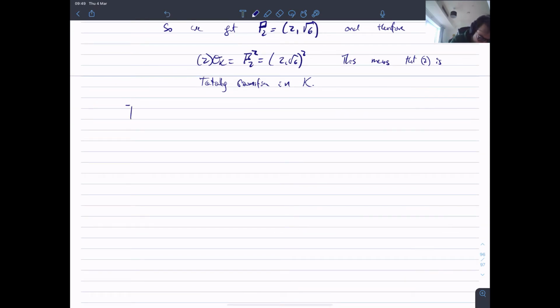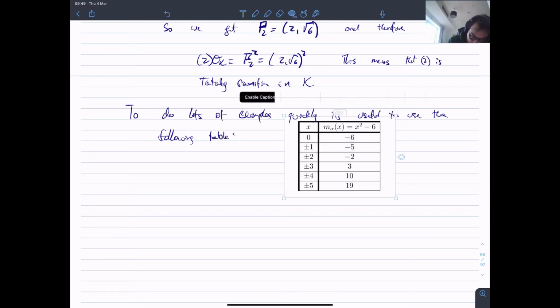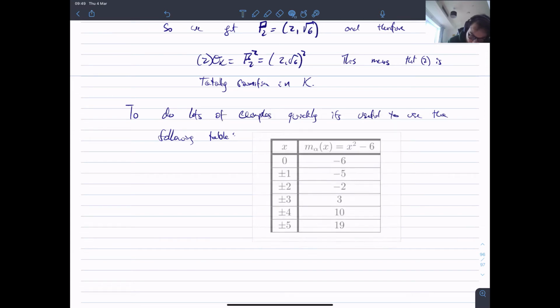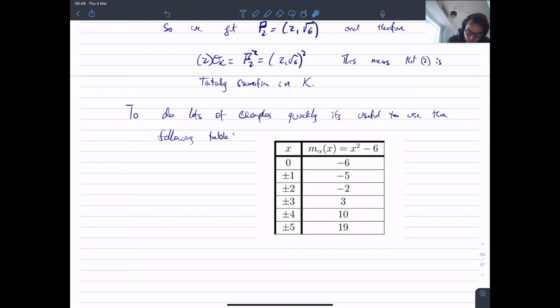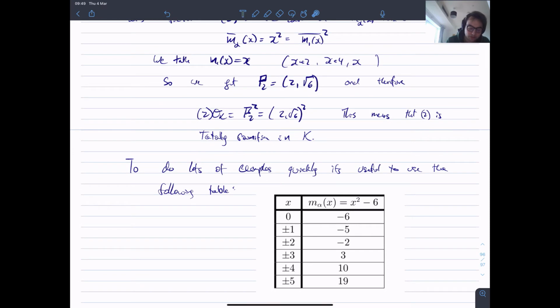Let's say to do lots of examples quickly, it's useful to use the following table. So let me paste it here. So here's a table, and it's telling me the small values of the polynomial: if I plug in x to this polynomial, what values I get out. Because it's a quadratic polynomial, if I want to look at how it factors mod p, I might want to check if it has a root or not.